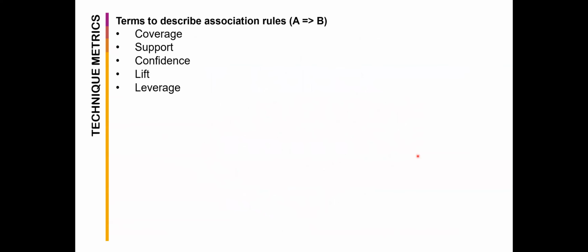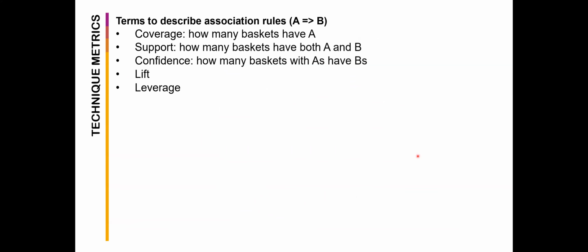Okay. So now there are terms to describe association rules. We have the coverage, support, which we discussed earlier, confidence, lift, and leverage. We discussed the first three earlier. So coverage is how many baskets contain item set A. Support is how many baskets have both item sets A and B in the same basket. Confidence: of the baskets that have A, how many baskets with A have B? Okay?